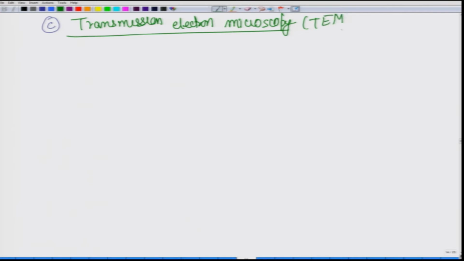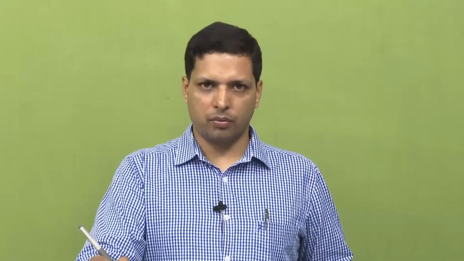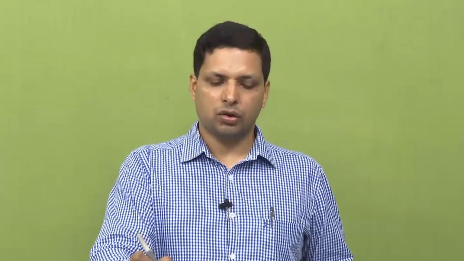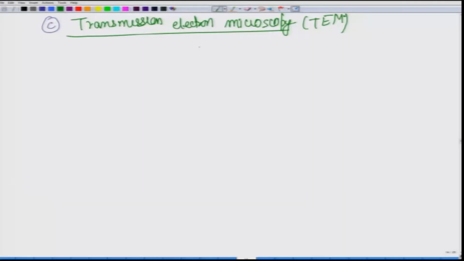So, note that we are not saying any electron microscopy. For example, scanning electron microscopy cannot show you dislocations, only transmission electron microscopy can show you, and that is because transmission electron microscopy depends on diffraction. So, wherever there is a dislocation, the planes around it get distorted, and so the diffraction takes place, and that diffraction is what leads to the contrast.